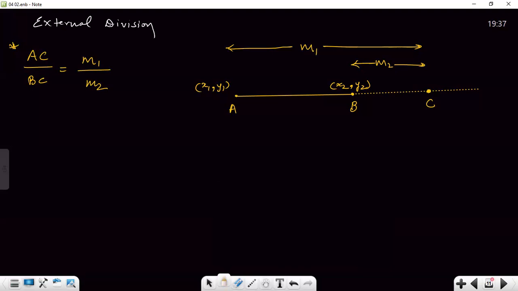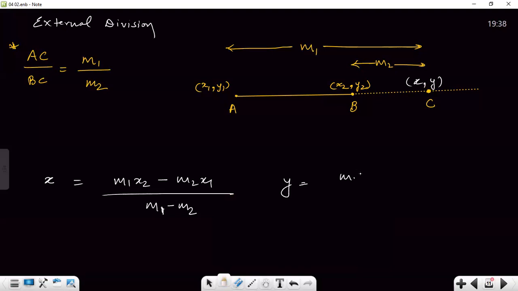And the formula for this, point C having coordinates x and y: x, same formula, m1 x2, m2 x1, but with the negative sign. And m1 y2 minus m2 y1. Very easy to remember.